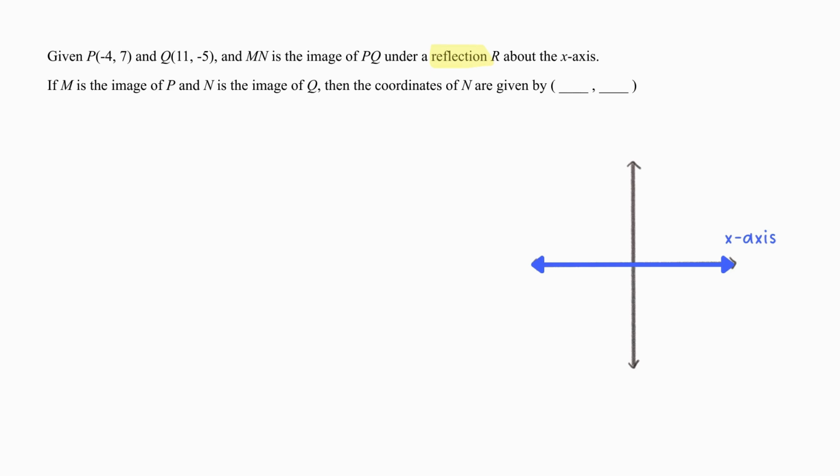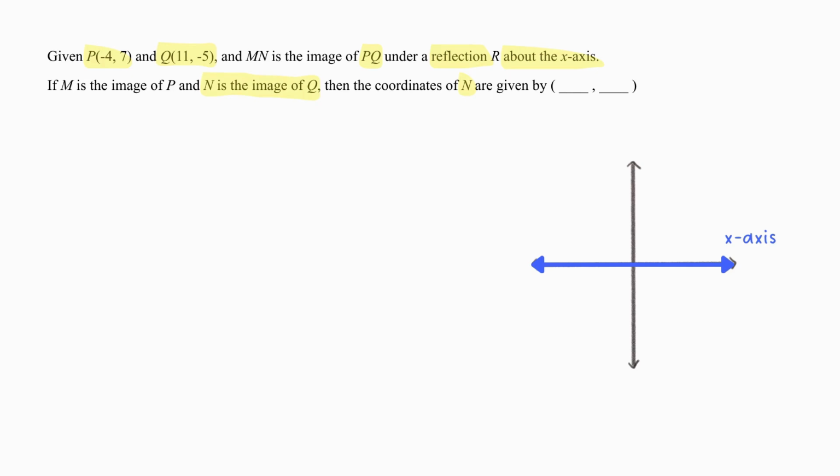First, let's look at what the question gives us. We have a line segment PQ with endpoints P at (-4, 7) and Q at (11, -5). We are reflecting this segment about the x-axis. We need to find the coordinates for point N. Since the question says N is the image of Q, we only need to focus on what happens to Q.